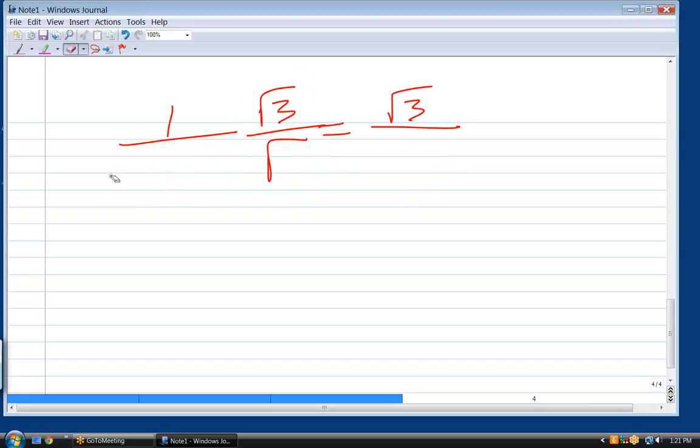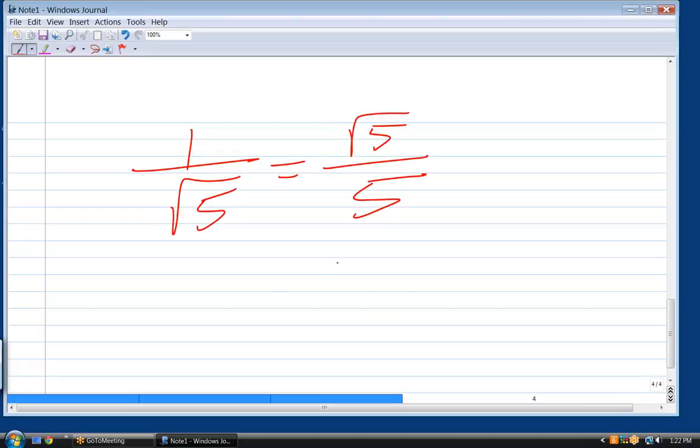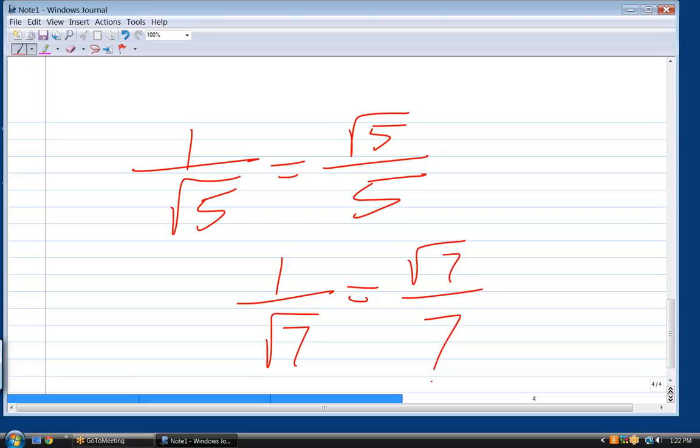And what you're going to find is that all of these are the same. You don't even have to do it. If I've got an answer like that, that's always going to be square root of 5 over 5. If I've got 1 over square root of 7, that's going to be square root of 7 over 7, and so forth.